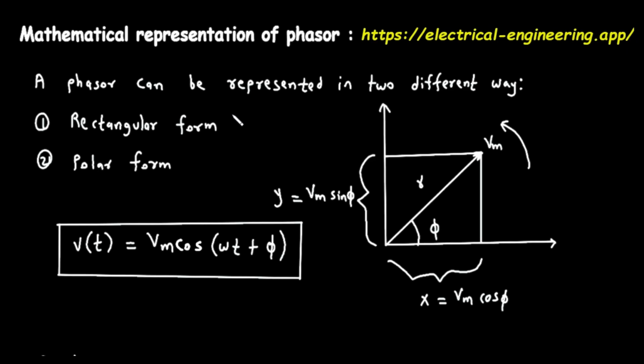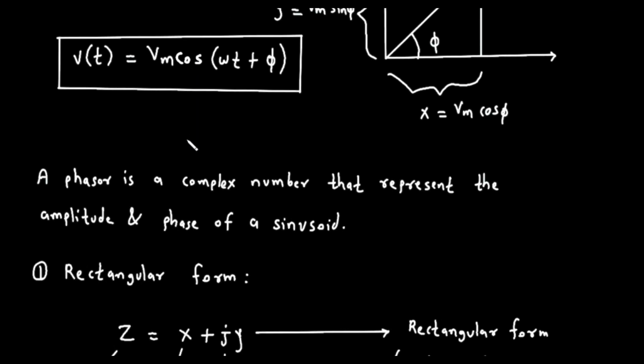Let's start with the main idea shown in our notes, the mathematical representation of a phasor. A phasor can be represented in two primary ways: first, the rectangular form, and second, the polar form. But before we get into those forms, what exactly is a phasor? As our notes state, a phasor is a complex number that represents the amplitude and phase of a sinusoid. Let's break that definition down.